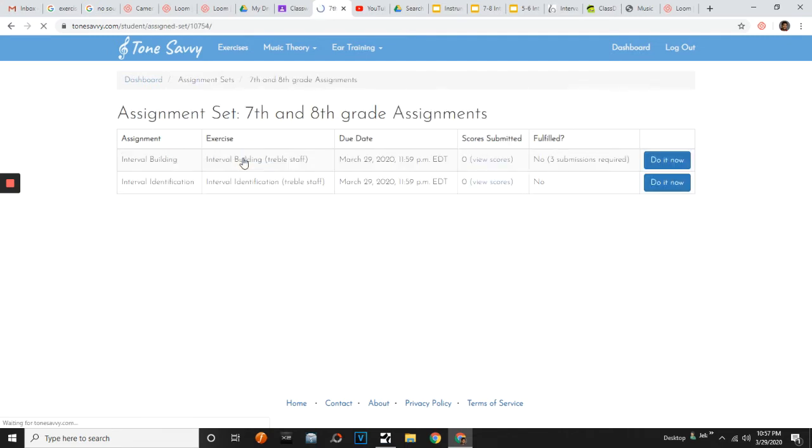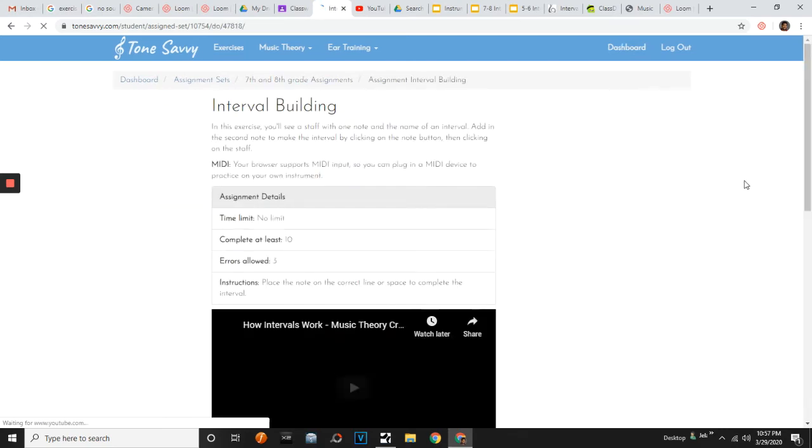And then we've got 2. We've got interval building and interval identification. So let's try this. We're going to do interval building. Okay. Now, here's what I did.